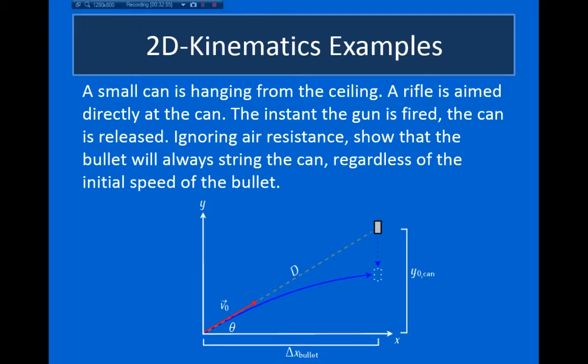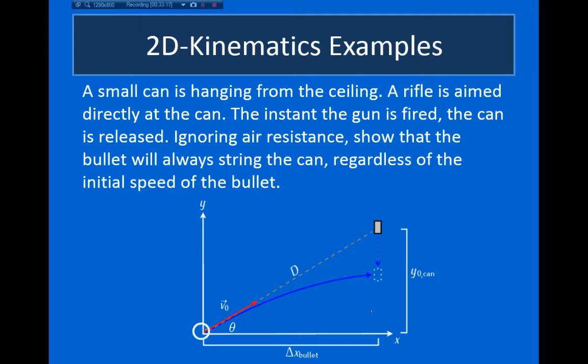Okay? So, if there was no acceleration in the y direction, if there was no gravity, the amount of time it would take for the bullet to travel this far in the x direction is the amount of time it would take for the bullet to travel a distance d moving at a speed v naught. If there's no acceleration, the bullet would just travel in a straight line. It wouldn't take this blue path, okay?